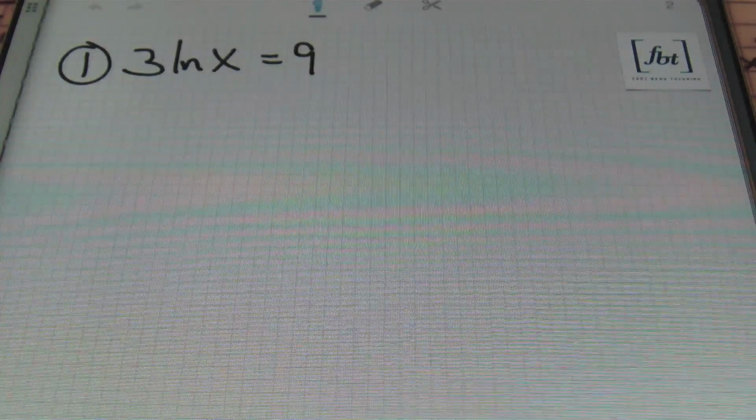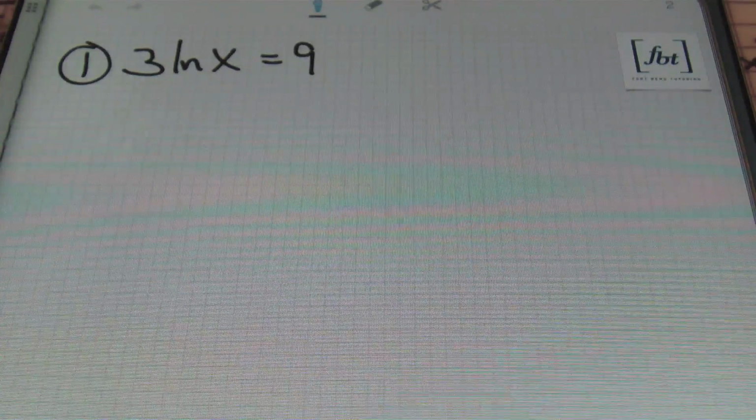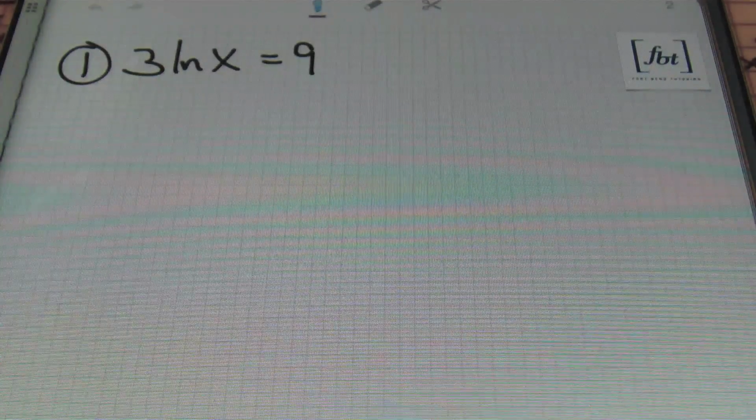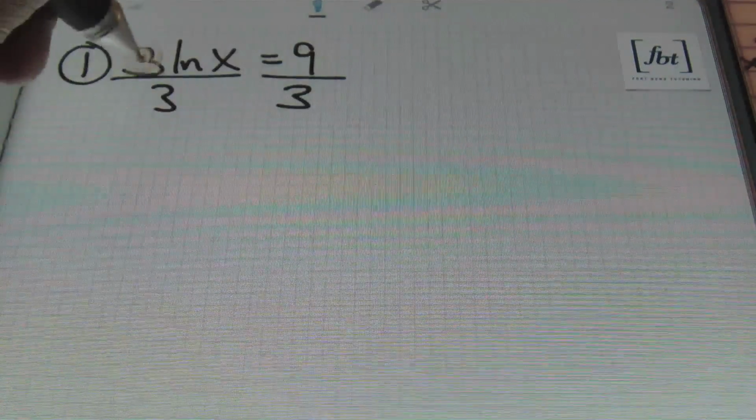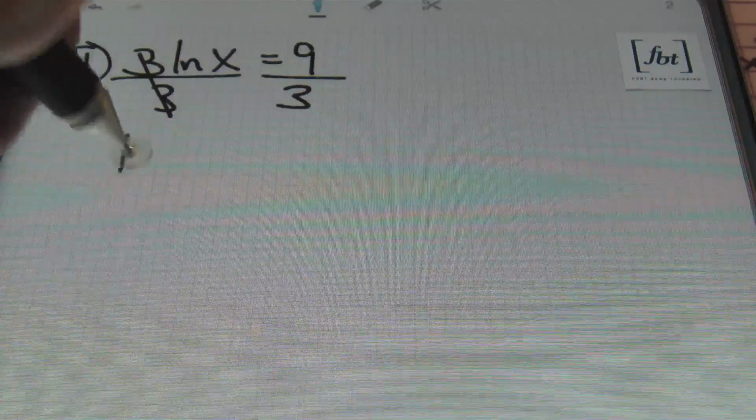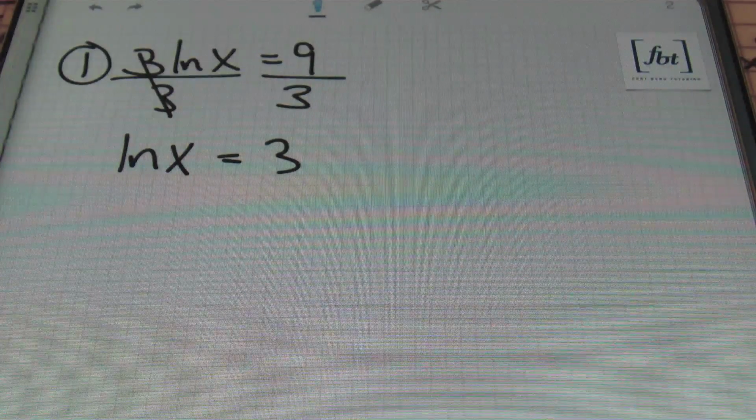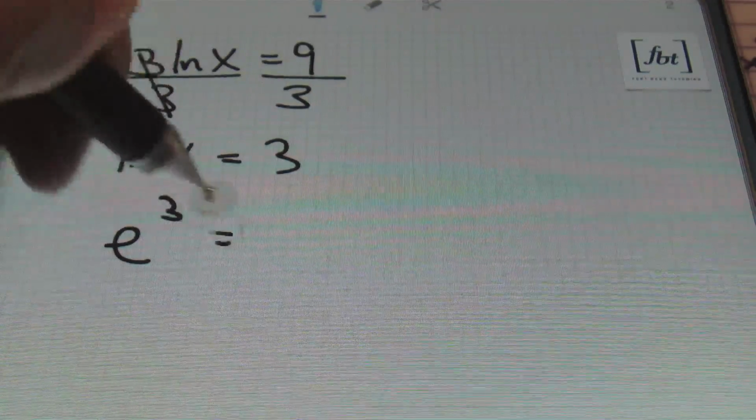In problem number 1, we have 3 times the natural log of x is equivalent to 9. The first thing you would want to do is always isolate that natural logarithm if you can. So I'm going to divide both sides by 3. That cancels out, and I can bring down the natural log of x is equivalent to 3.